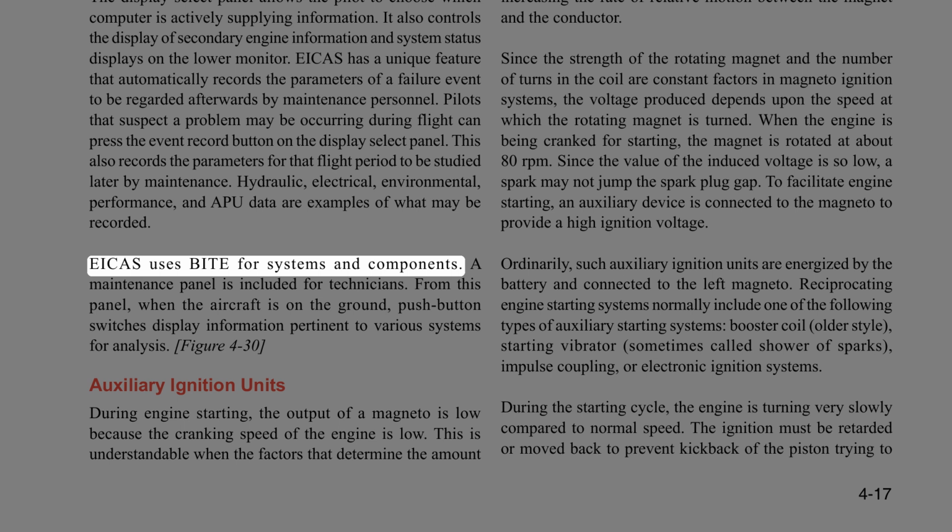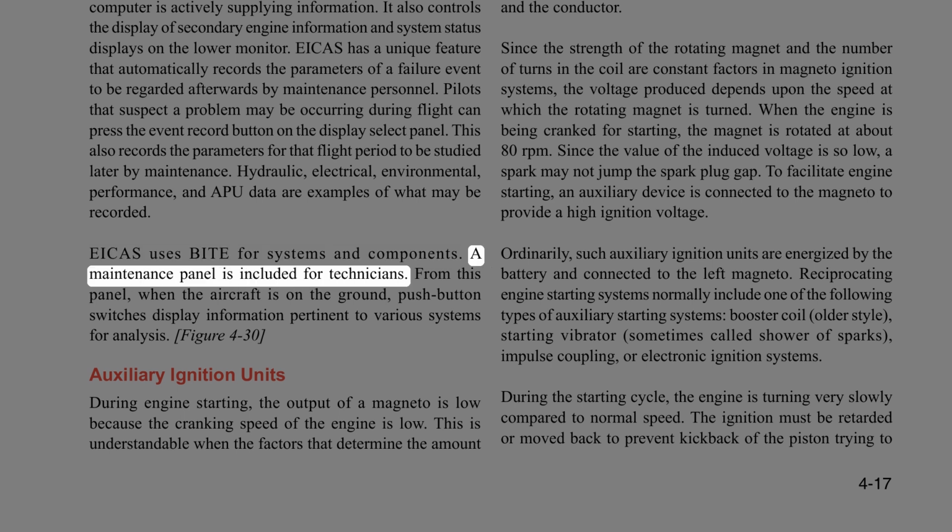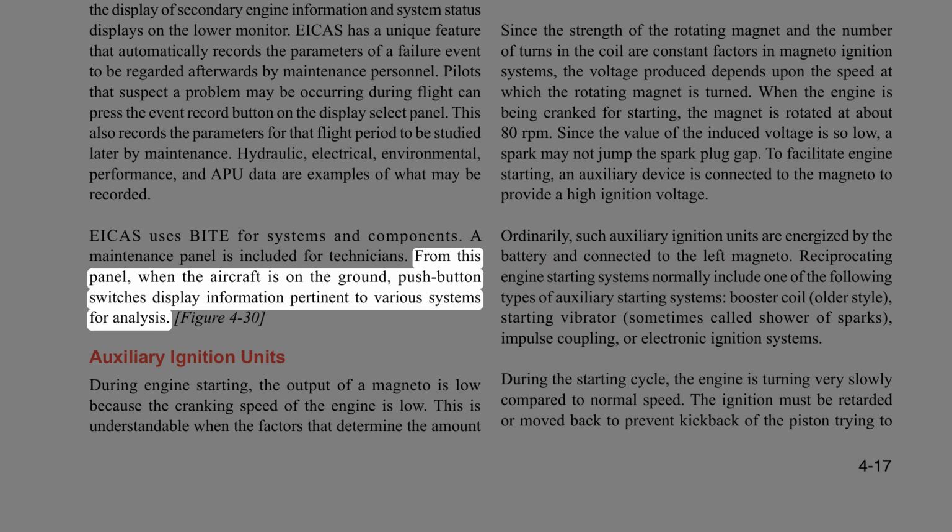EICAS uses BITE for systems and components. A maintenance panel is included for technicians. From this panel, when the aircraft is on the ground, push-button switches display information pertinent to various systems for analysis.